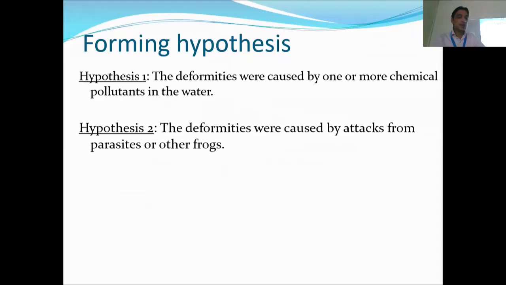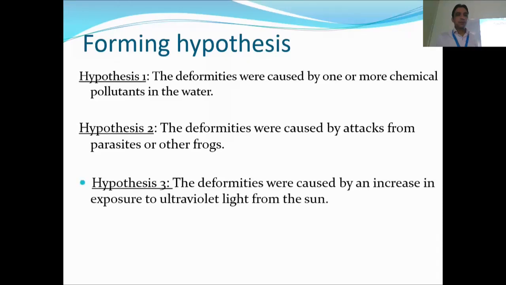So first hypothesis, the deformities are caused by one or more chemical pollutants. Good, you are doing fine. The second, the deformities were caused by attacks from a parasite or another frog or another predator. It may be because of some other organism that is causing that harm. The hypothesis number 3, the deformities are caused by the increased exposure to ultraviolet radiation in this region, because this mountain is present at a very high altitude. So maybe the exposure to ultraviolet radiation is very high in that place. It is causing the deformities in these frogs.